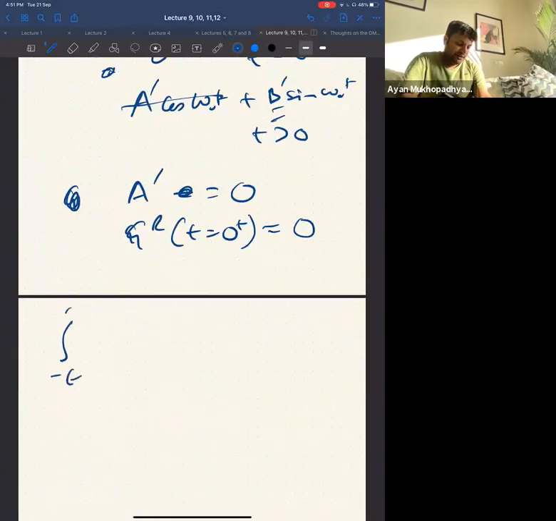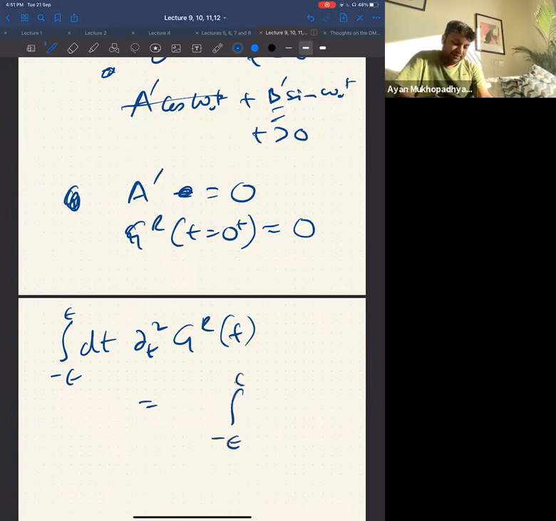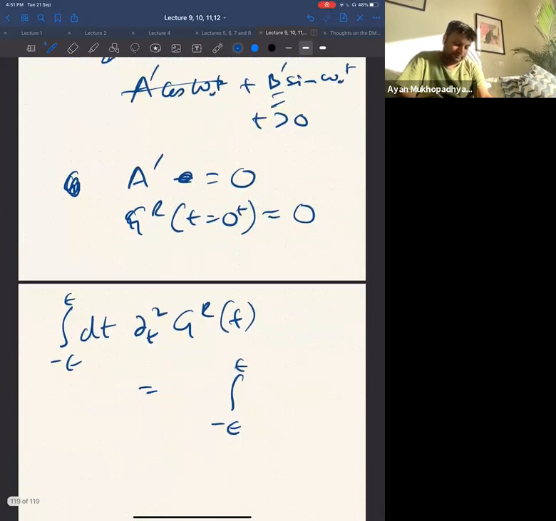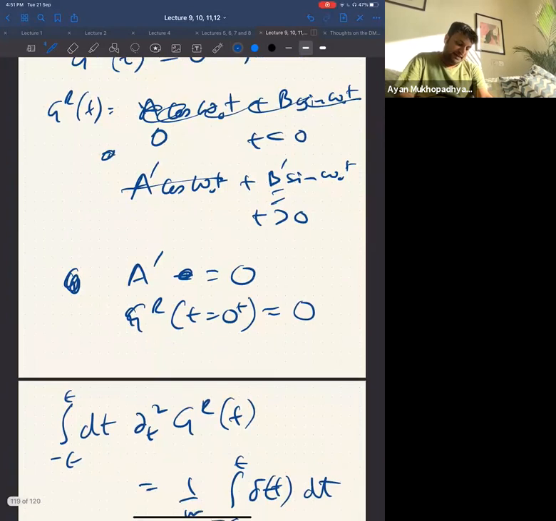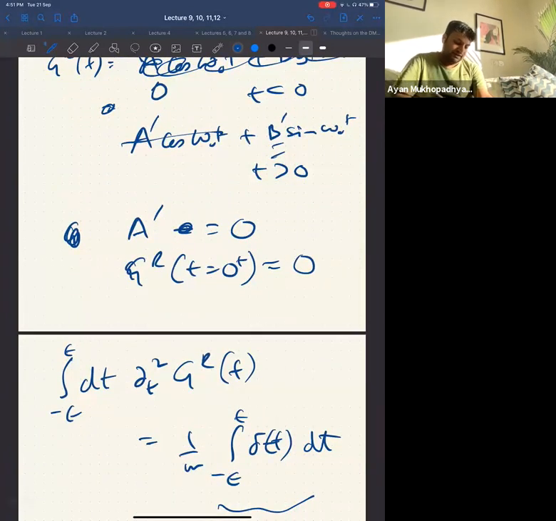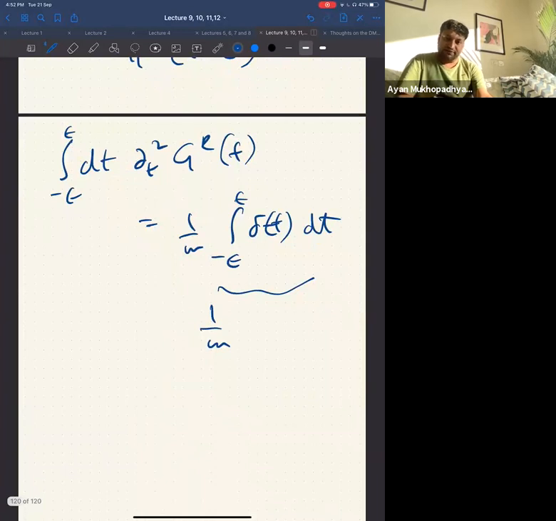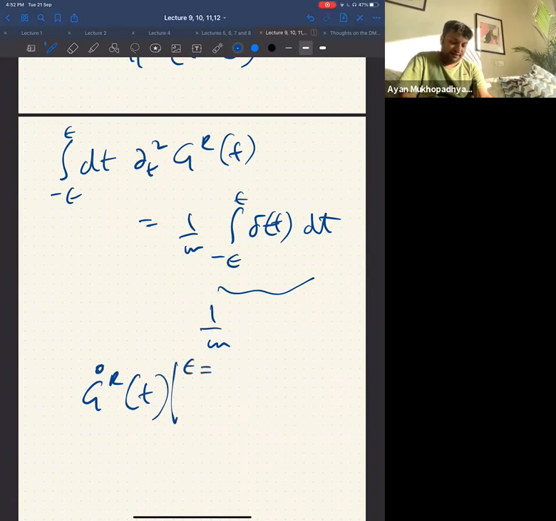I integrate this equation from minus epsilon to epsilon dt of del t square G_R, and that should be the integration from minus epsilon to epsilon of 1 over m delta t dt. Now this gives me simply 1 over m. And here, if I take a derivative, del t, this will be simply the jump in the first derivative of G_R. So G_R dot at t equal to epsilon going to 0 plus, minus at epsilon going to 0 minus, should be equal to 1 over m.